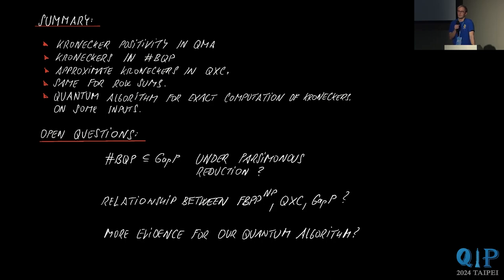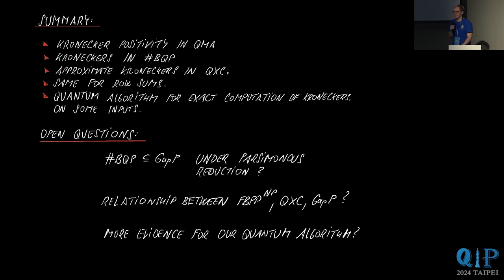And we haven't answered it. What is the complexity of classically computing the Kronecker coefficient? What is known about it?